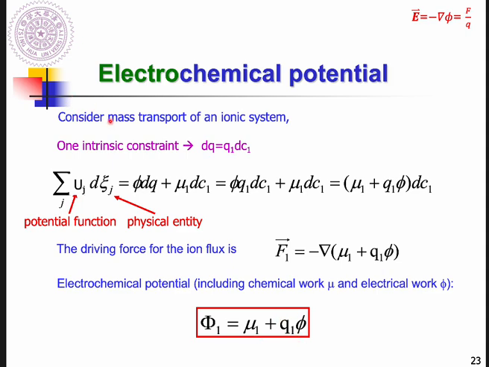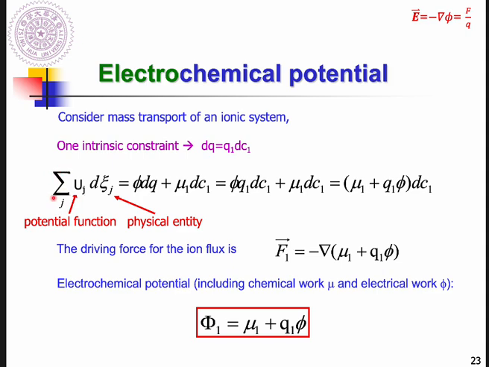Okay, so consider we have a mass transport. Here is a copper ion of an ionic system. So one intrinsic constraint would be that the total change in charge equals the charge Q1 times dC1, the change in concentration. It depends on how many positive copper ions move, and they carry charge Q1. So I do have a total charge change dq.